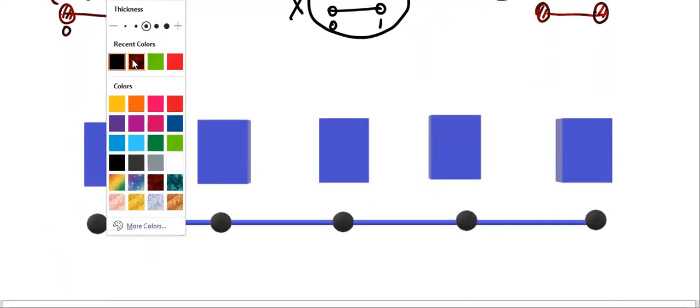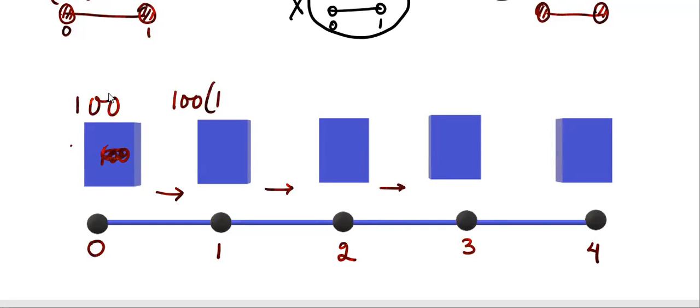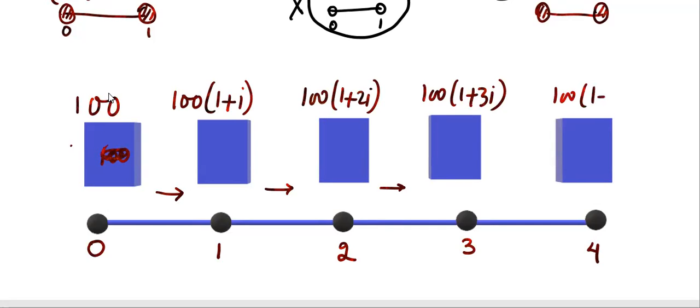You go on writing 0, 1, 2. This is forward. You deposit 100. Your money will grow this way. Let me write here 100. 100 into (1 plus i) after 1 year. 100 into (1 plus 2i). 100 into (1 plus 3i). It will continue. 100 into (1 plus 4i).